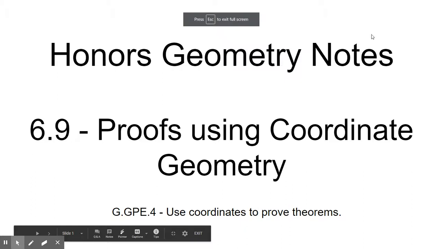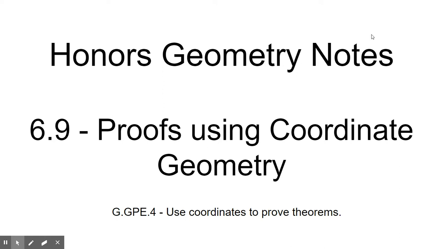All right, honors geometry, you signed up for it. You're going to get it. 6-9 proofs using coordinate geometry. So we're going to do some more work on the coordinate plane, but you're going to see that our pictures are not going to have numbers as the coordinates, but they're going to have variables like A and B and C. And it's our job to still use the formulas to prove very basic things about geometry.